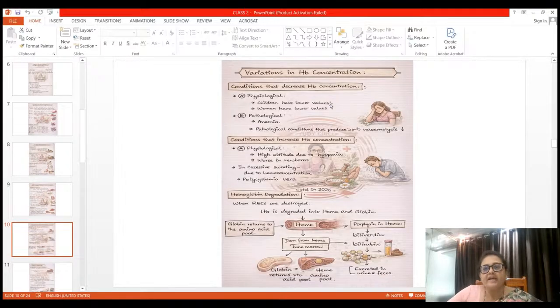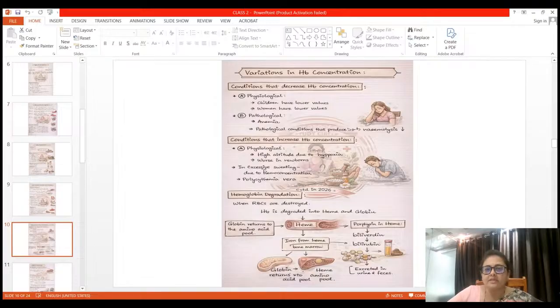Okay, next, variations in hemoglobin concentration. Conditions that decrease hemoglobin concentration: Physiological, children have a lower value, women have a lower value, okay? Physiological, they have a lower value comparatively. Pathological, anemia and pathological conditions which produce hemolysis or hemodilution, okay? These will cause decreased hemoglobin.